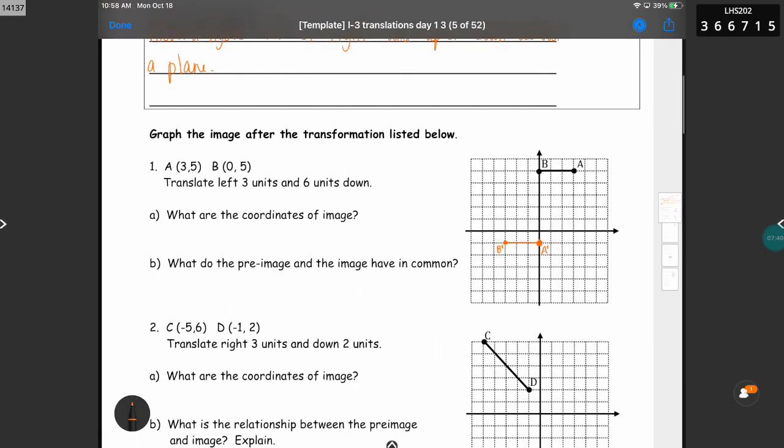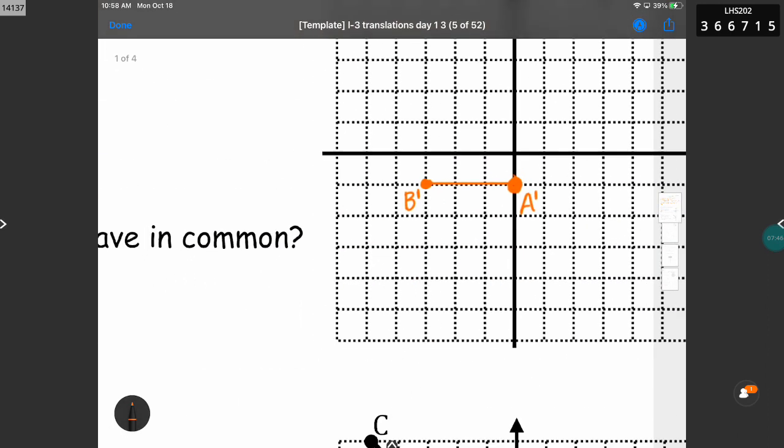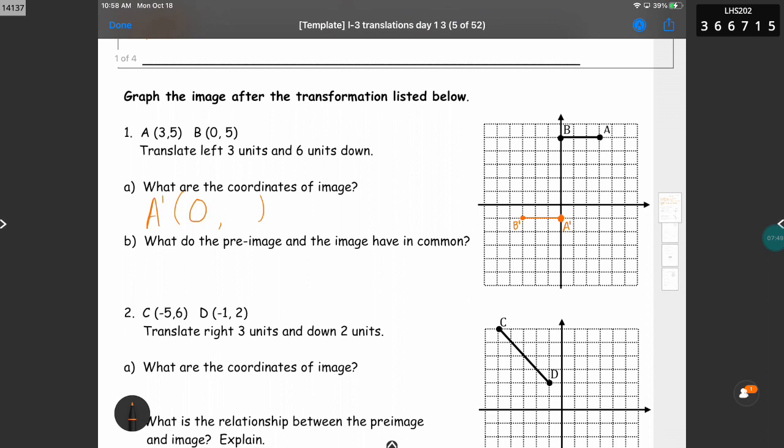So what are the coordinates of A prime? 0, negative 1. Okay, what is B prime? Negative 3, negative 1. What do the pre-image and the image have in common? They didn't change size. They're the same size, right? Are they the same shape? Yes. Normally they would have the same angles, but do we have angles on these lines? No. Okay, let's look at number 2.